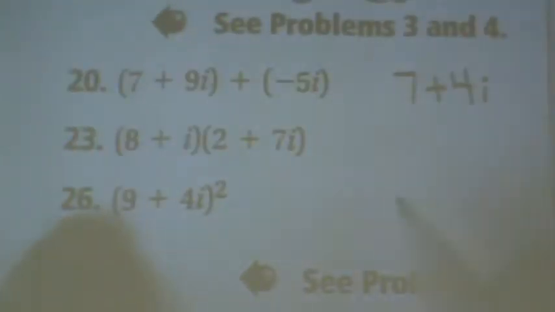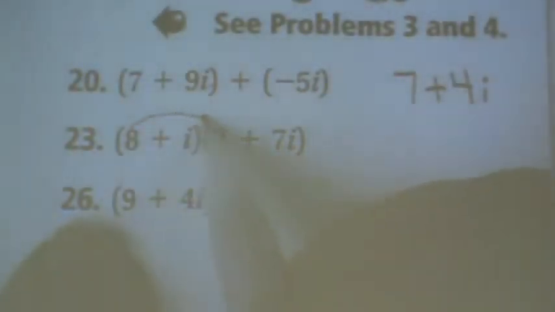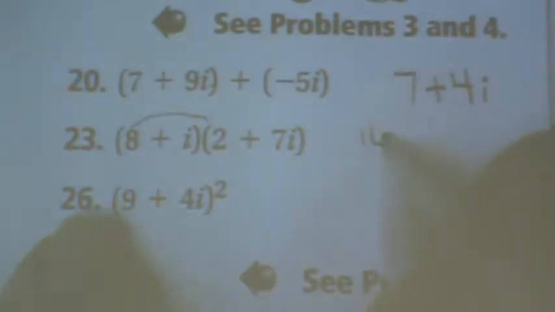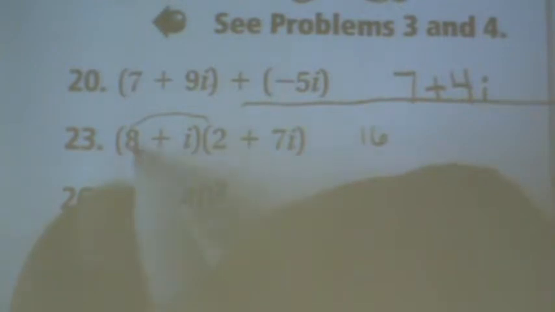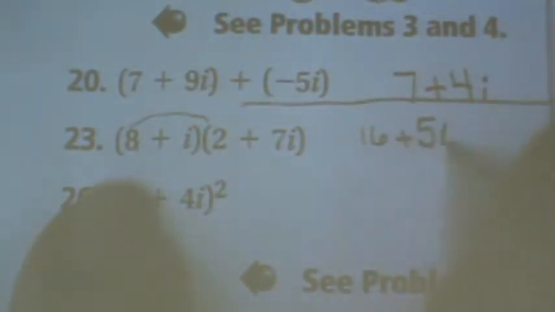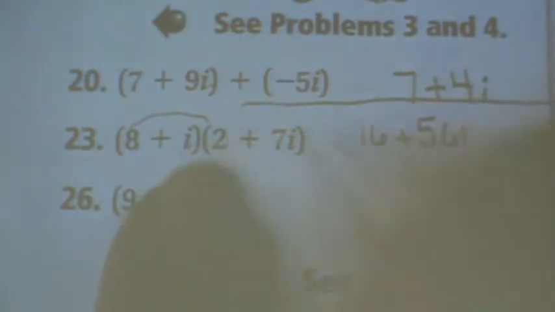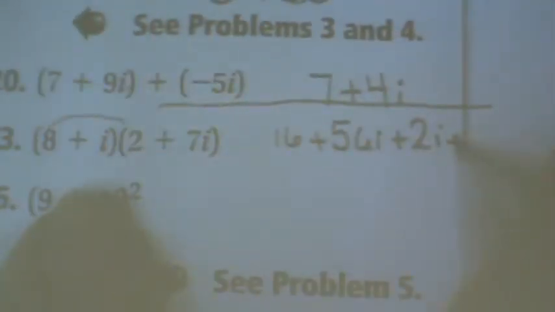23, we have to FOIL. So 8 times 2 is 16. 8 times 7 is 56i. And then plus 2i. And then plus 7i squared.